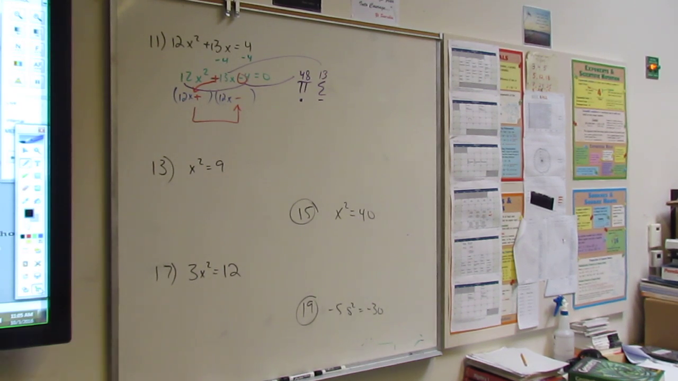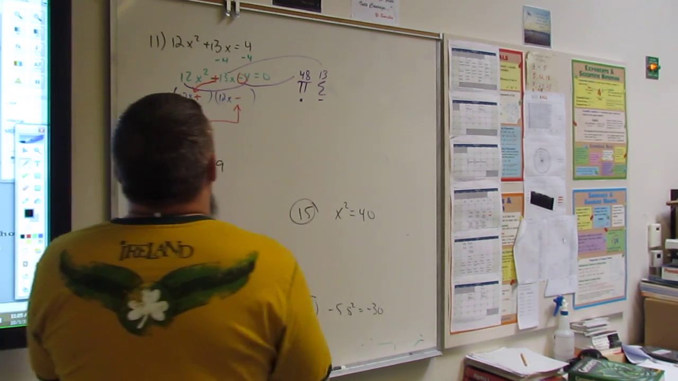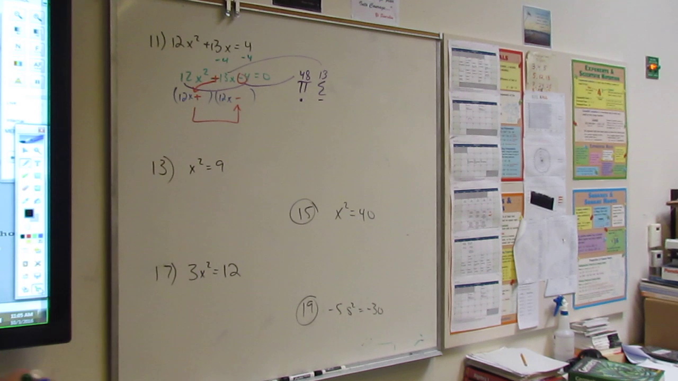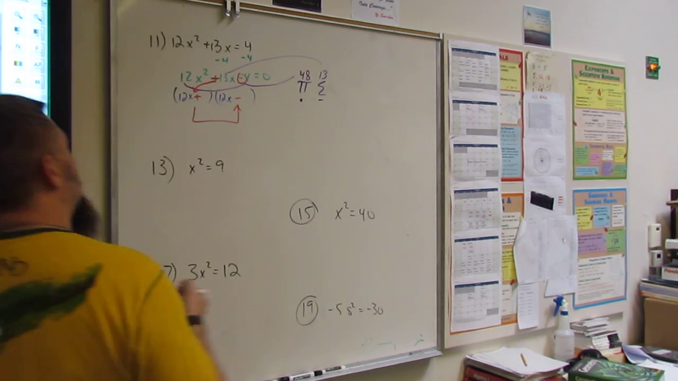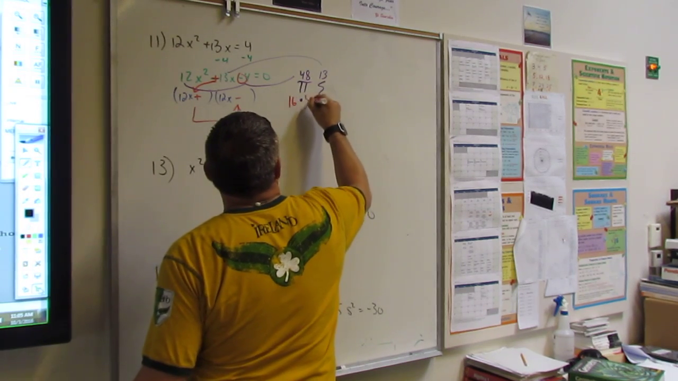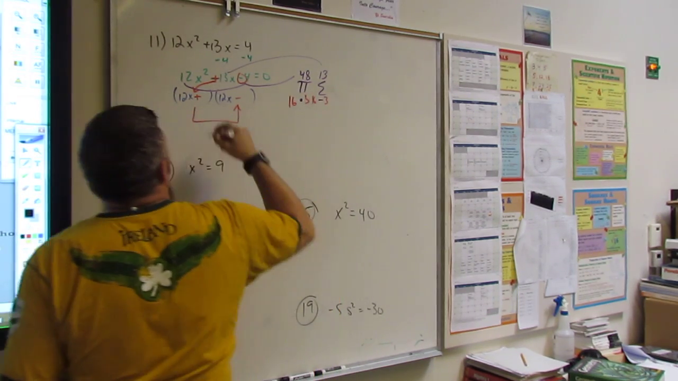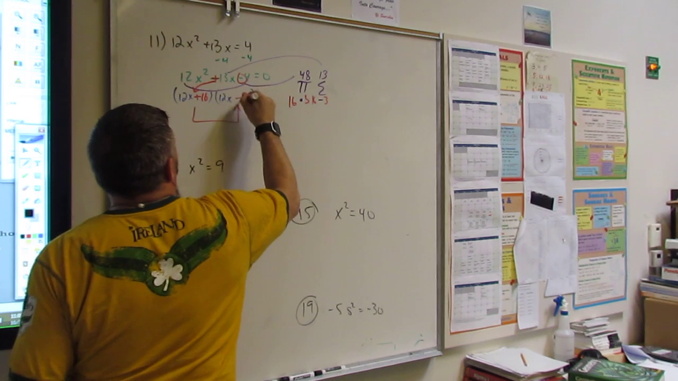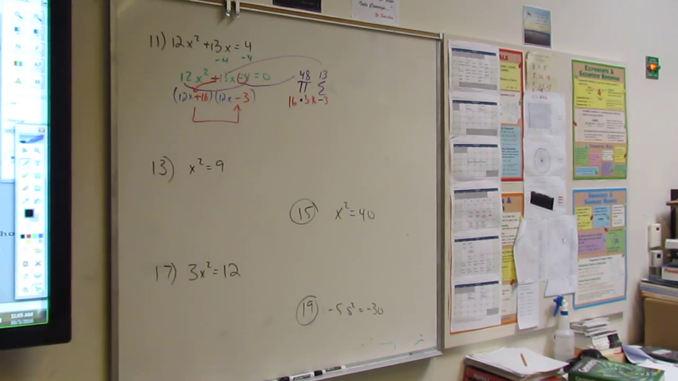Alright, so what do I do next? Yeah, find them. What multiplies to be 48, but they subtract to be 13? 16 times 3. Nice, 16 times 3. Okay, then what do I do? What do I got to do now?